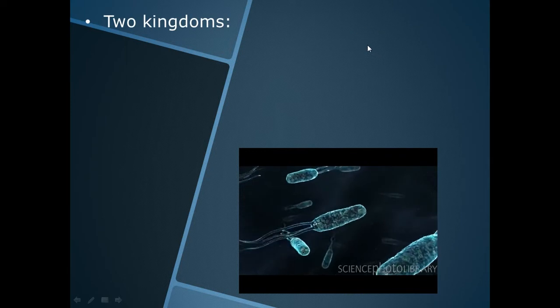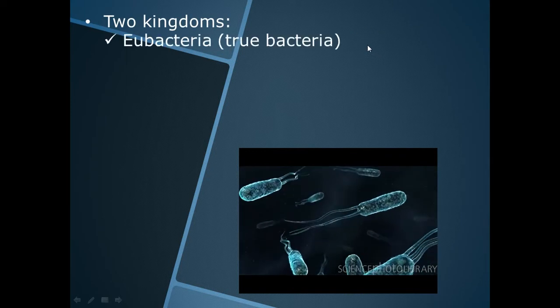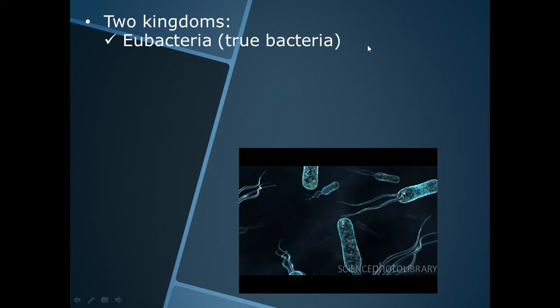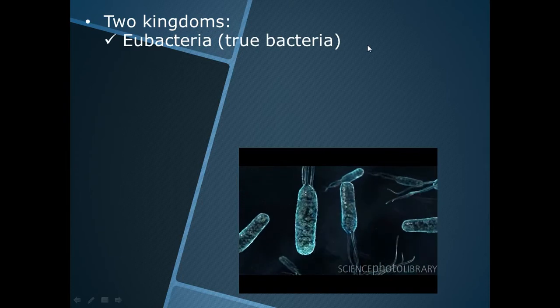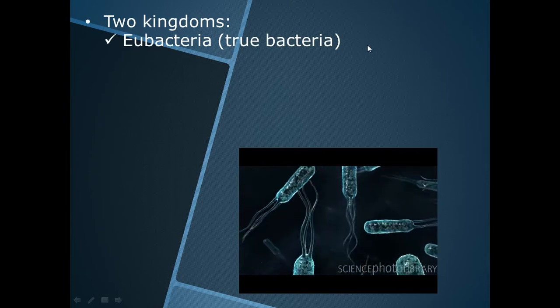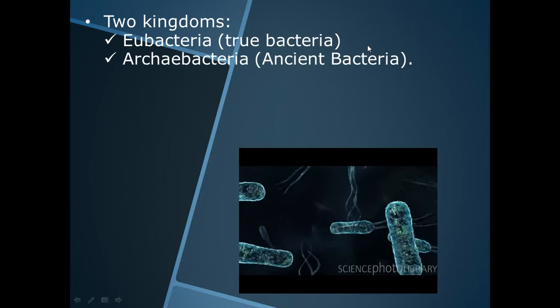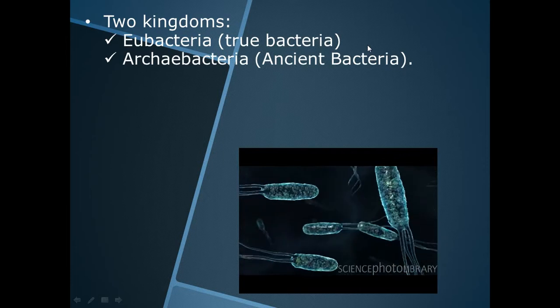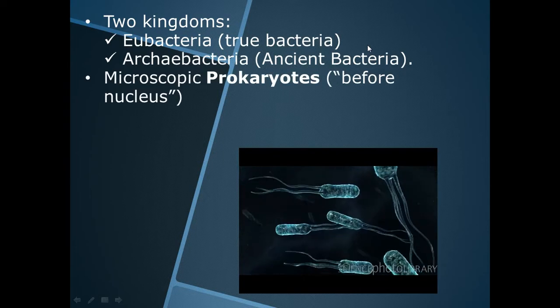Bacteria are found in 2 of our 6 kingdoms. Either the eubacteria, these are the true bacteria, the things that you think of when you think of E. coli or salmonella, or the things that make you sick, and the archaeobacteria. These are ancient bacteria that live in extreme environments.